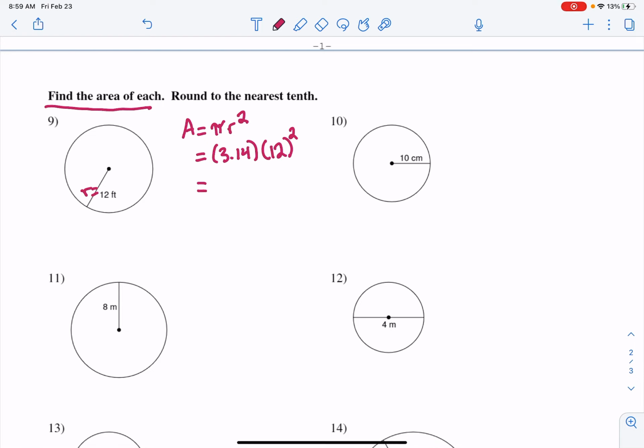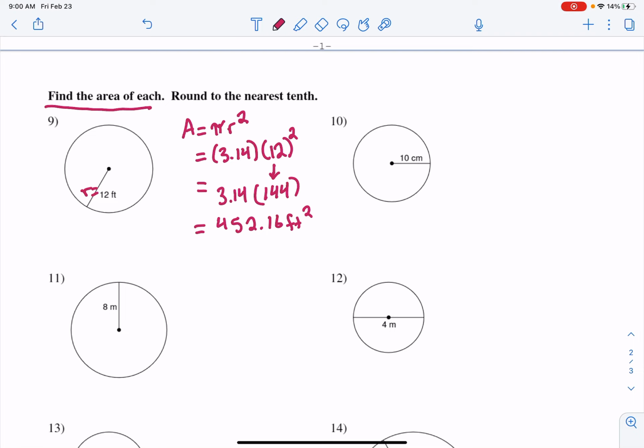All right. Now, by order of operations, the first thing I need to do is parentheses and then exponents. So that means that I am going to do 12 times 12 first to give me 144. And then I'm going to multiply that times 3.14. So 3.14 times 144 is going to give me my answer of 452.16 feet squared. Remember, since we're talking about area, we need that little exponent on our unit.